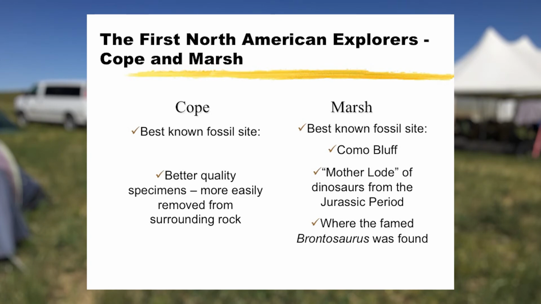Cope worked in many fossil sites. He was better at getting quality specimens because the rock was softer, like our rock here. Marsh worked at Como Bluff. It was mostly Jurassic period dinosaurs, so he found Brontosaurus, the big long-necked one there, and all that story came out of Marsh's work.